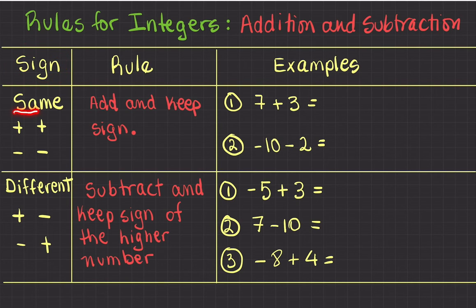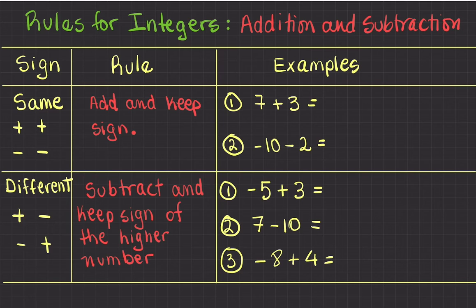If signs are the same, meaning all the signs are positive or all the signs are negative, the rule says you need to add and keep this sign. That's what you're going to do when you have same signs, all positive or all negative. So let's see this first example.